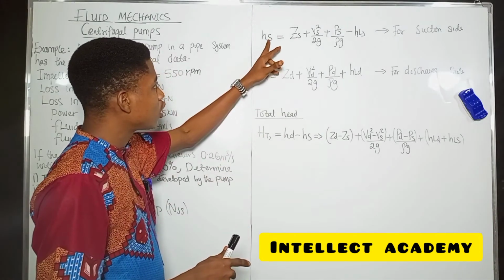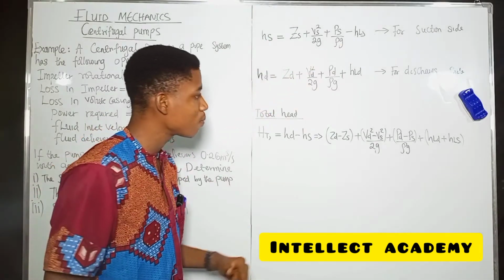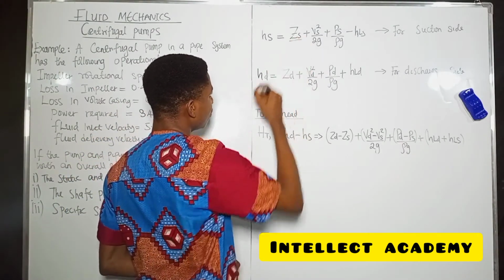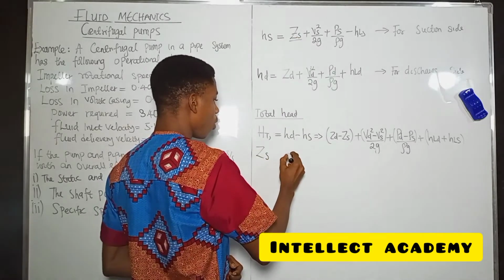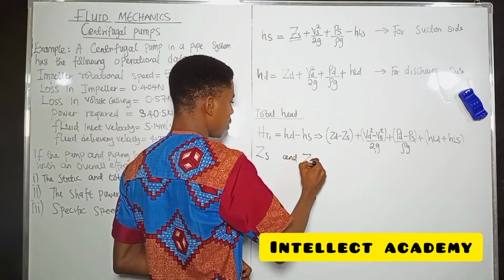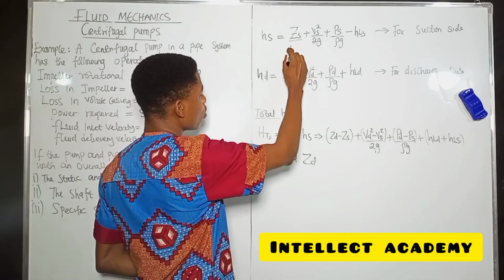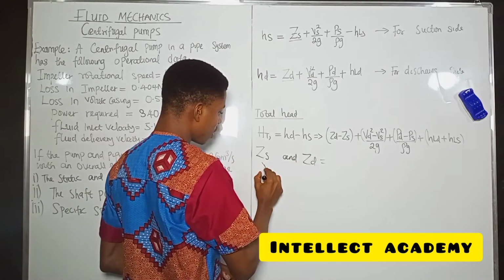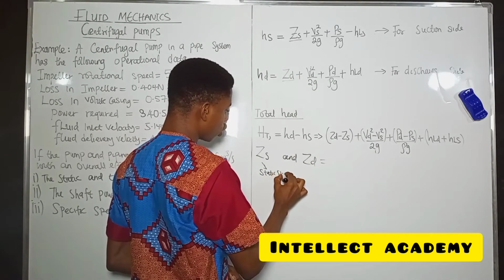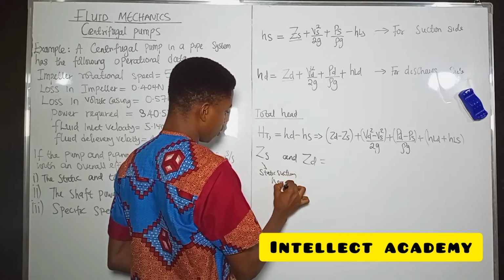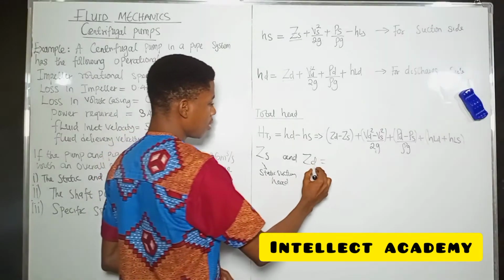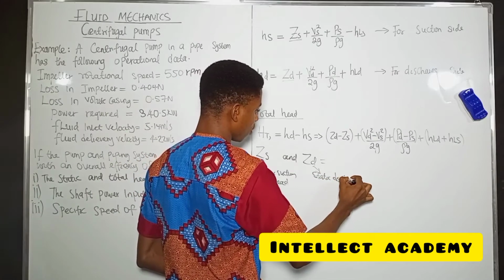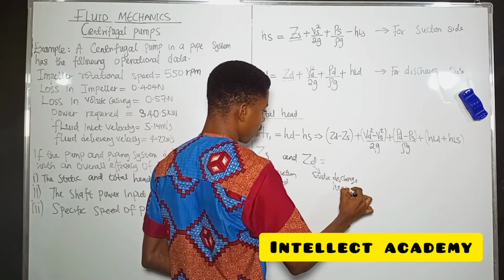For you to get the head at this suction side, take note that we have ZS and ZD, which is for this part. So we have ZS and ZD. This signifies the static suction head. This is the static suction head. Then this signifies the static discharge head. It's as simple as that.